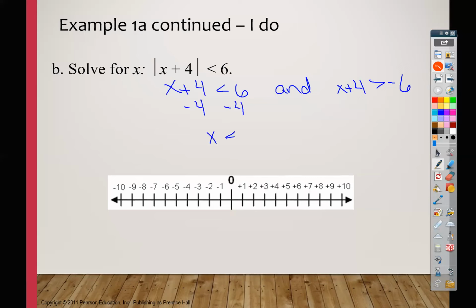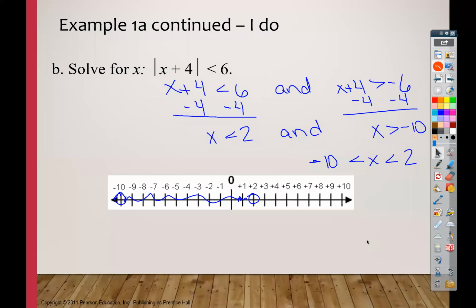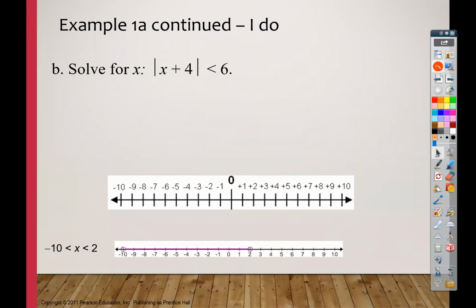So you get x is less than 2, and subtract the 4, x is greater than -10. So you can write this as a compact inequality. Always write it from least to greatest, okay? So you start off with -10 because that's a smaller number. You have an open circle at -10 and an open circle at +2, and it's everything in between. And you can see that right there.